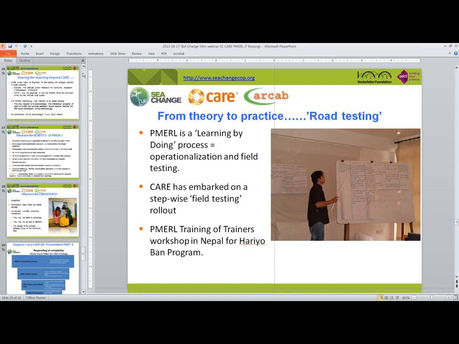Then what we did within CARE was that we merged that with what we call participatory scenario planning, which is very much taking the results you gain from your climate vulnerability analysis and then looking into the future by looking at different climate scenarios and then working backwards, but also considering some of these other drivers of vulnerability.